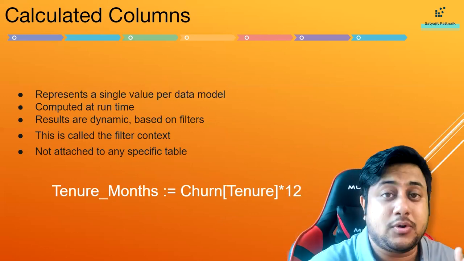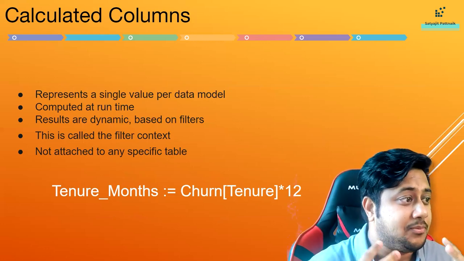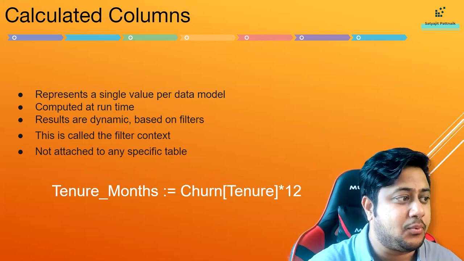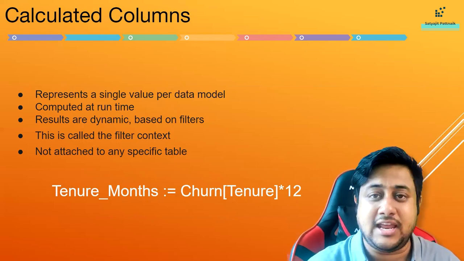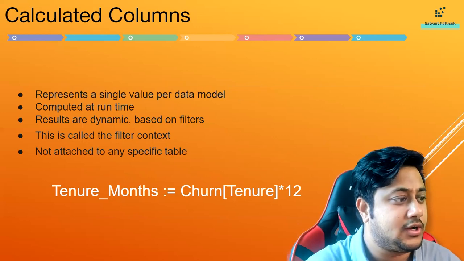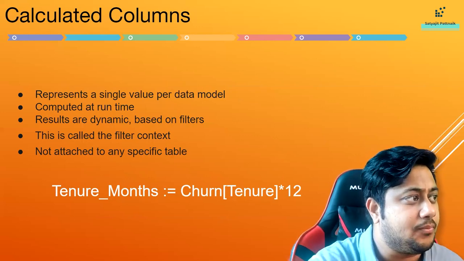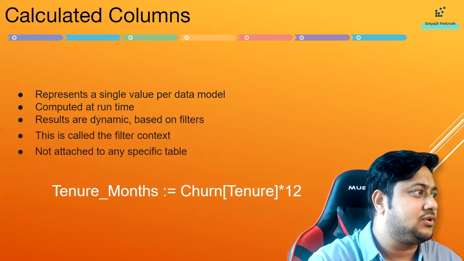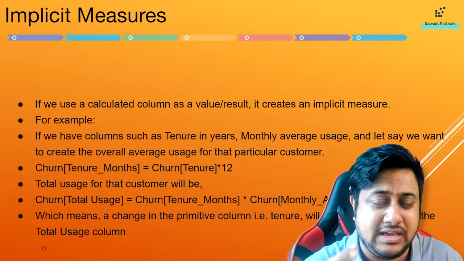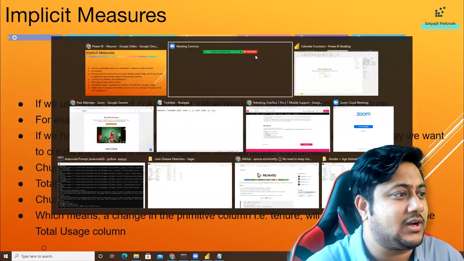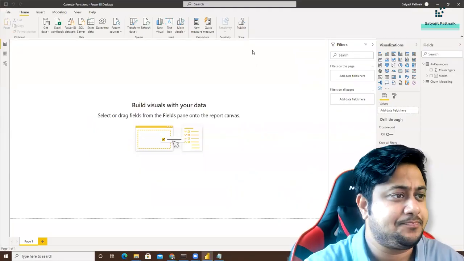Now we'll talk about calculated columns. They represent a single value per data model. They are computed at runtime. Results are dynamic based on filters. This is called the filter context, not attached to any table. So we'll quickly skip to this part, but of course, I will be showing you what is the basic difference between calculated columns and measures. So let's try to create some calculated columns.